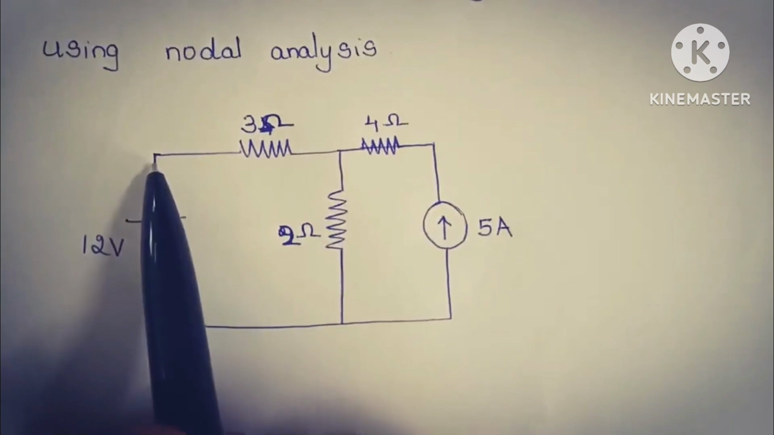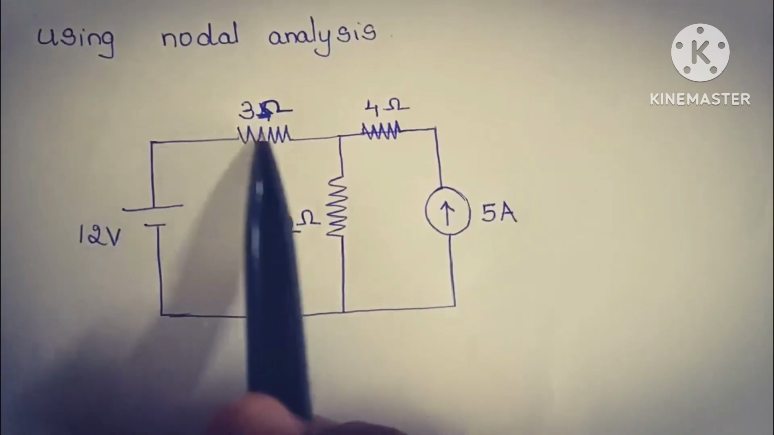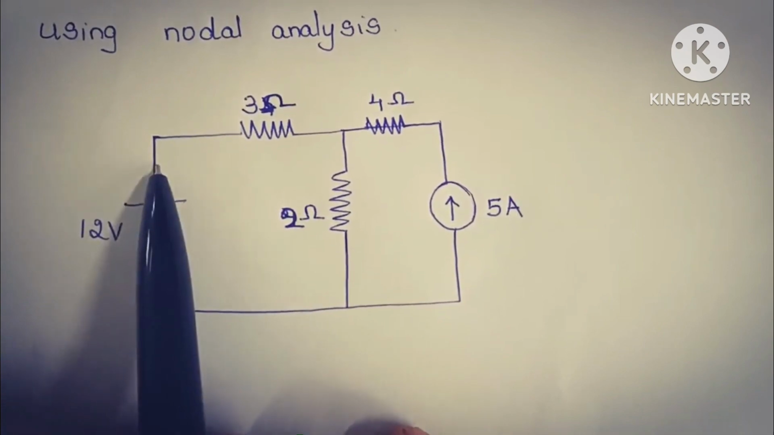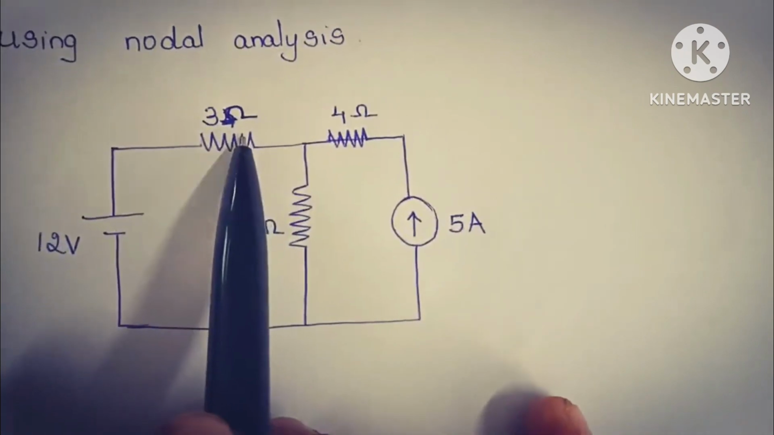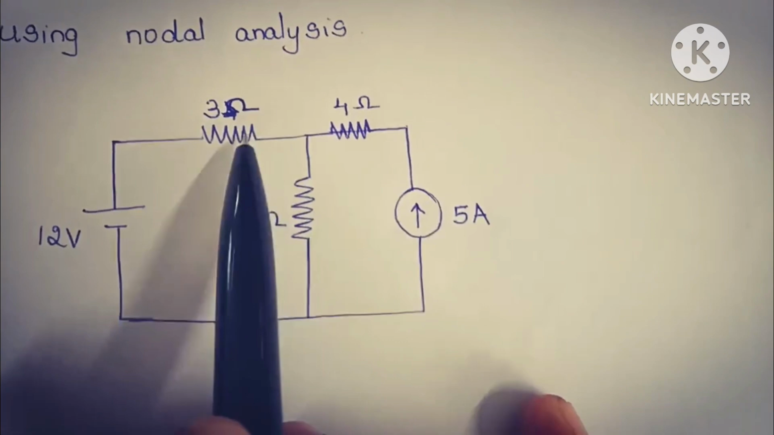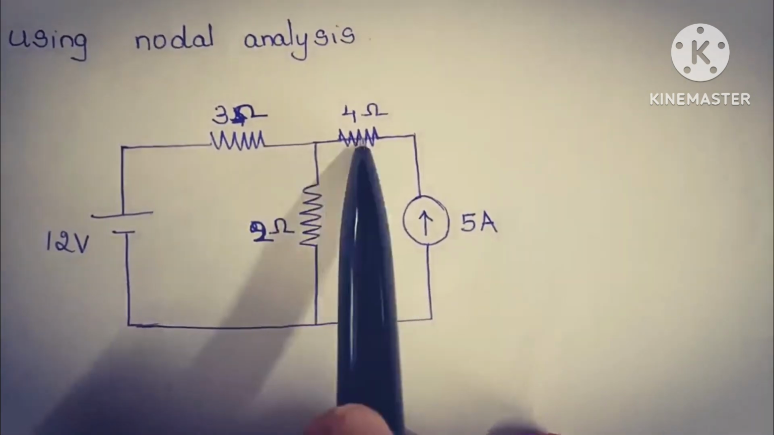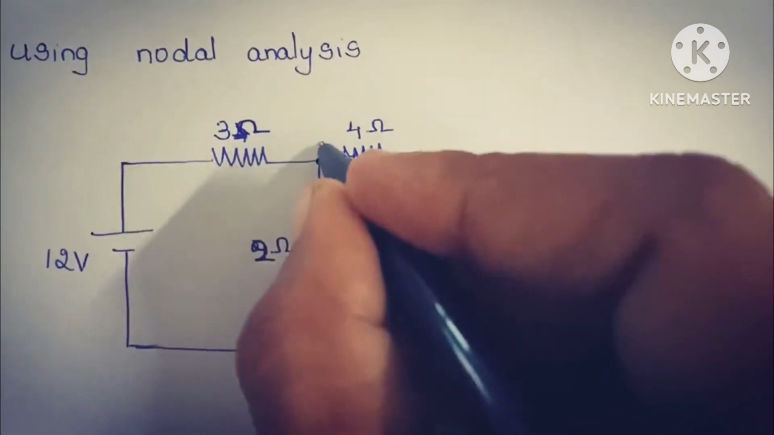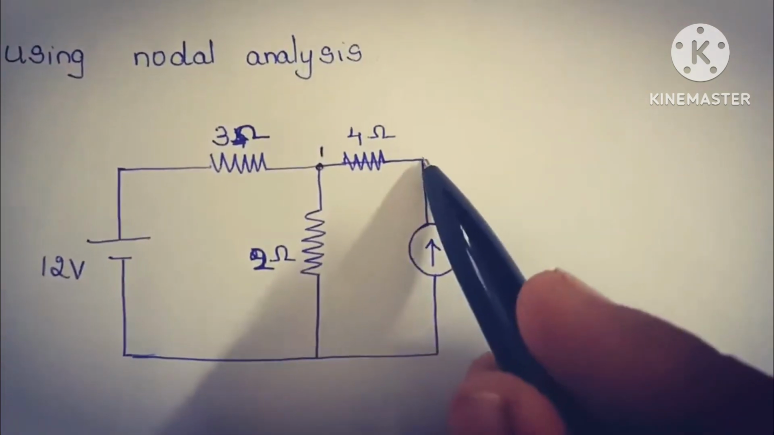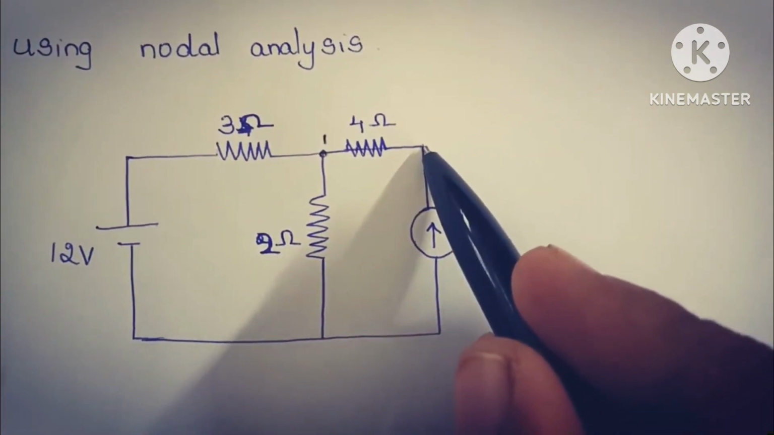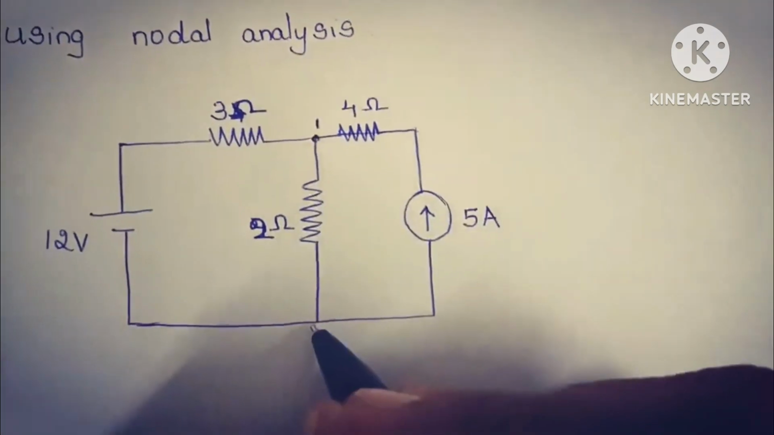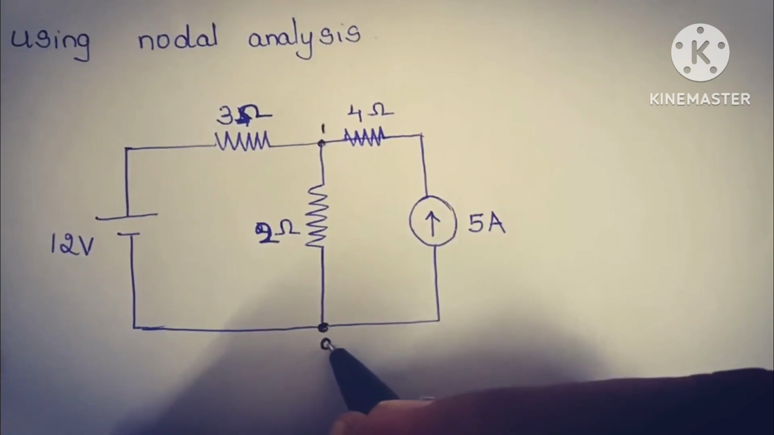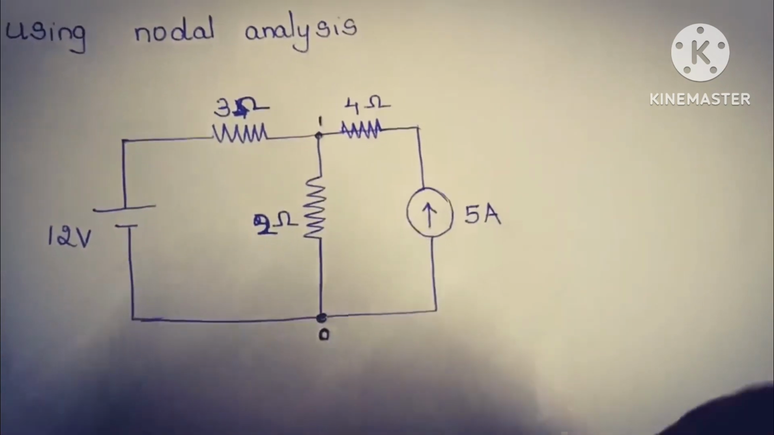So when you consider this point, here only two elements are connected. Therefore, we are not going to consider this simple node. And when we come to this point, here there is an intersection of three resistors. Therefore, this point should be taken as node 1. Here only two elements are connected. Therefore, we are not going to take it as a node. And when we come to this point, again three elements are connected, and let us take this node as 0.